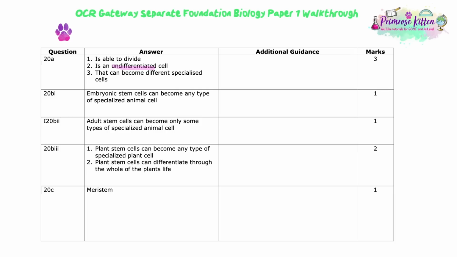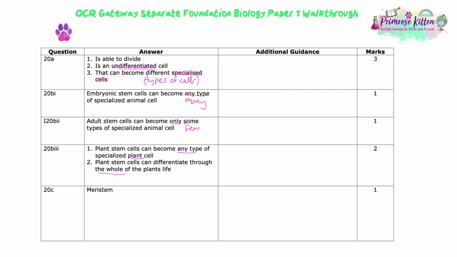So you need the word undifferentiated to get the mark for point 2, and that they can become different specialized cells. Or I would accept here types of cells, because that suggests that they are specialized in some way. They're different types of cells. They're not all the same. So just make sure your language is on point for part A. You've got any type, and I also said you can have many, that's fine. Only some, you can also have few here for the adult stem cells. And then, as we said, any type or many types of plant cells. Plant stem cells can differentiate through the whole life of the plant. So something about they can do it for the whole lifetime, or they never lose that ability, something like that for mark 2.